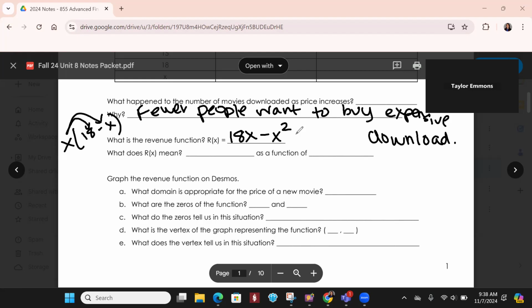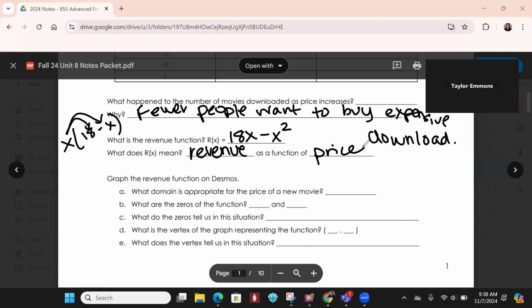Okay, good talk. What does R of X mean? Revenue, good guess. As a function of what? What's the X mean? Price. X is price. R is revenue. Q is quantity. Good. It's not a trick question. Just got to read.